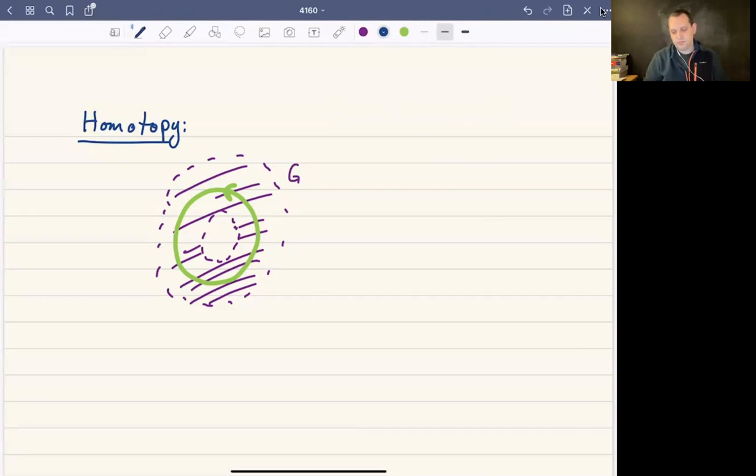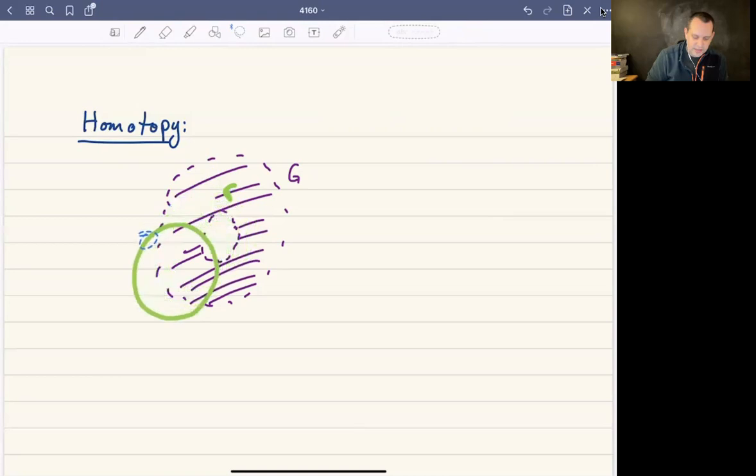The few things that you're not allowed to do: you're not allowed to break the curve. You can't split it at one point and then move that part and then sew it back together somewhere else. Okay, so that's not allowed. The curve has to stay completely within G at all times. So you can't take this green curve and move it so that it's outside G. That's not going to work. It's got to stay in G the whole time.